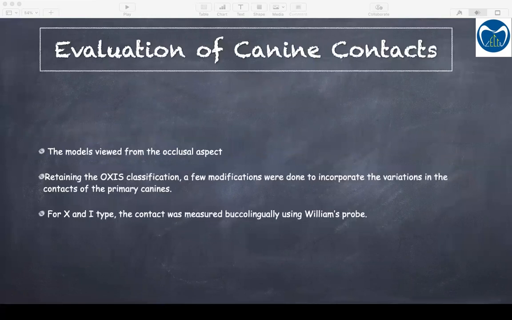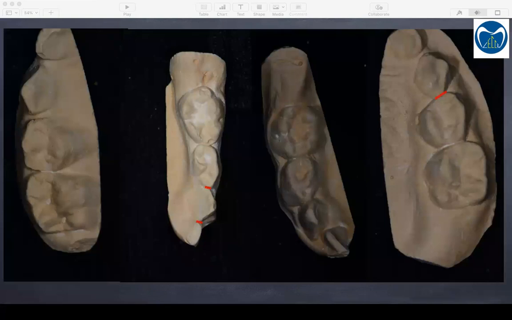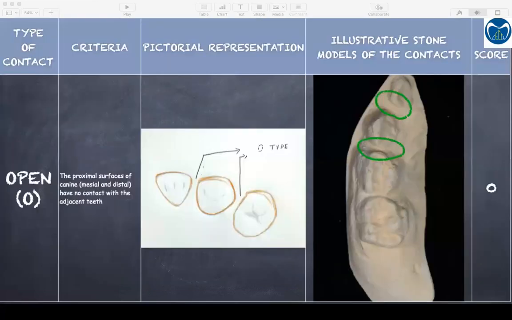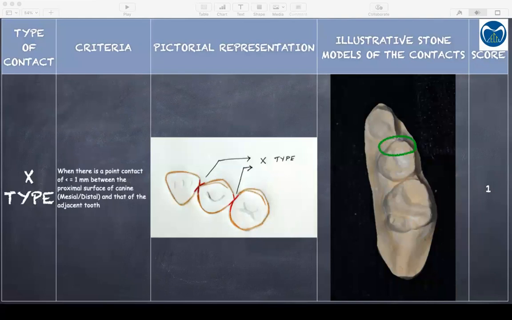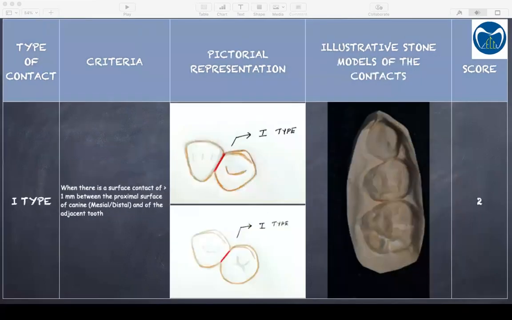The models were viewed from the occlusal aspect. Retaining the OXIS classification, a few modifications were done to incorporate the variations in the primary canines. For X and I type, the contacts were scored buccolingually using a Williams probe. For the open type, the criteria was the proximal surface of the primary canine have no contact with the adjacent teeth, given a score of 0. X type, there is a point contact of less than or equal to 1 mm between the proximal surface of canine and that of the adjacent tooth and given a score of 1. I type, there is a surface contact of more than 1 mm between the proximal surface of canine and that of the adjacent tooth and given a score of 2.